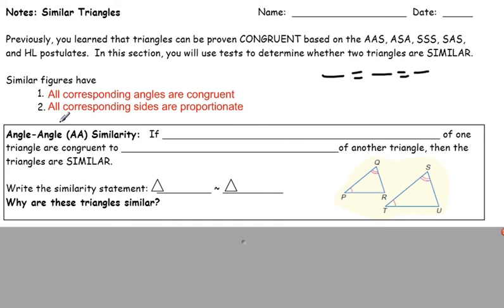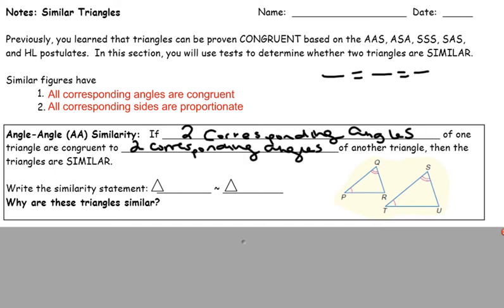The first way is called the angle-angle similarity, and that says if you have two corresponding angles of a triangle that are congruent to two corresponding angles of another triangle, then the two triangles are similar. If you remember from when we were proving triangles were congruent, anytime you have two angles in a triangle congruent to two angles in another triangle, we automatically know that the third angle is congruent. But that doesn't need to be said. That's kind of an understood postulate. So we don't need to mark that third angle, and we don't need to write angle-angle-angle similarity. We only write angle-angle similarity.